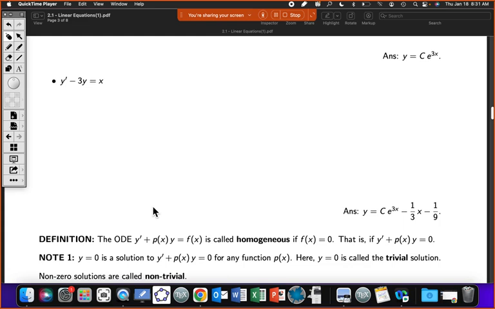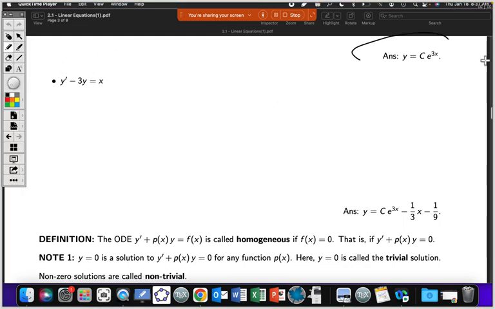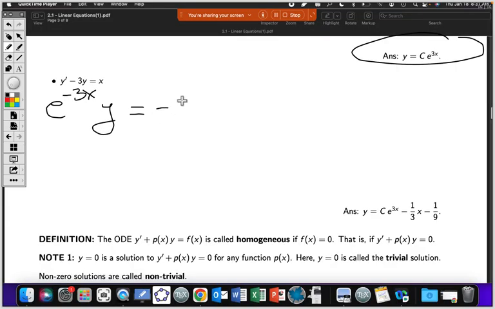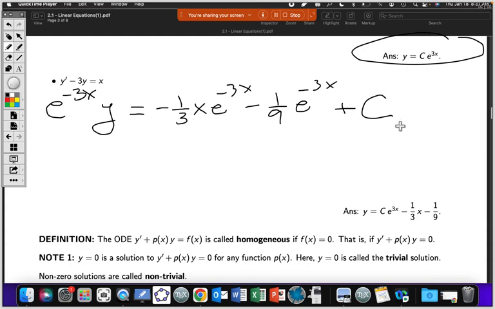All right. So we've got y equals. I want to keep this up here. So I would have e to the minus 3x y equals. And once again, we'll suppress the constant of integration we get here because we'll just be lumping it with what we get over here. Minus 1/3 x e to the minus 3x minus 1/9 e to the minus 3x plus a constant.